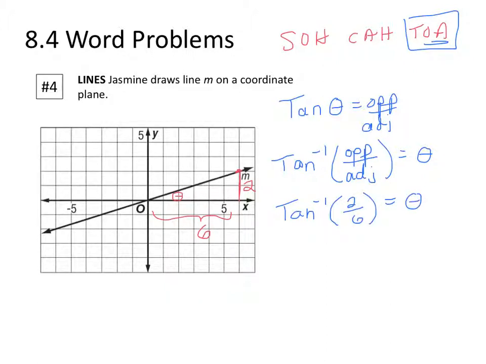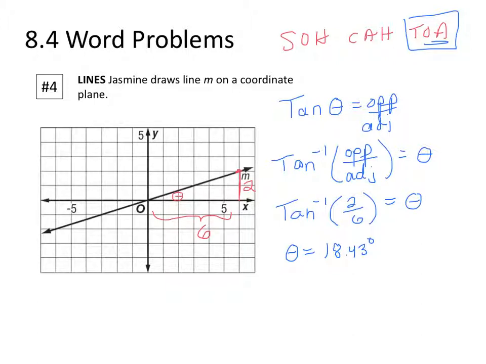Again, I've said this in other videos. I let the calculator do the work for me. I don't divide 2 by 6 and get 0.33333 and then plug that into the calculator. I just take 2 divided by 6 and I let the calculator do the work for me. That way I know I'm going to get my most accurate answer. So I get 18.43 degrees for theta.